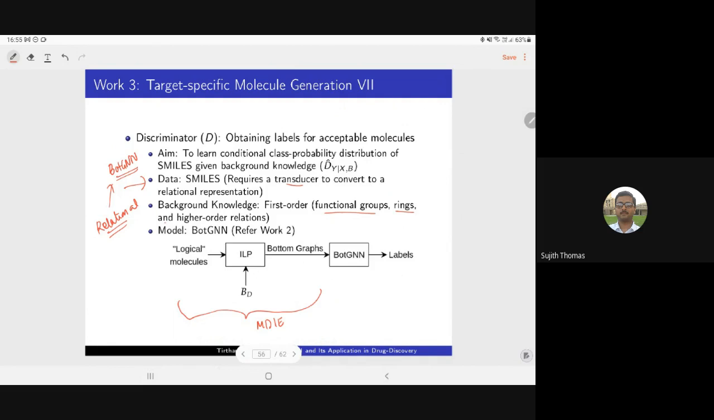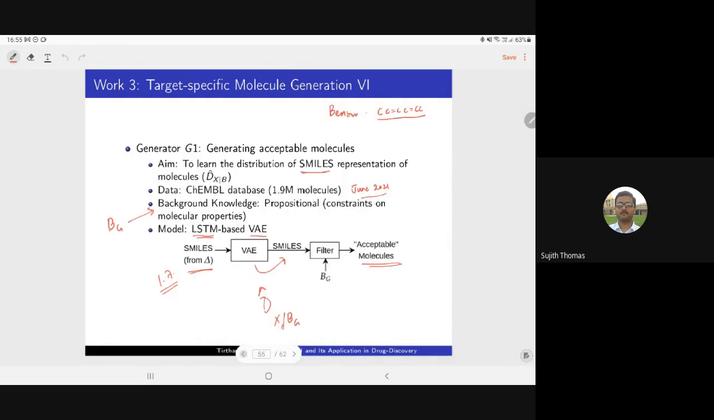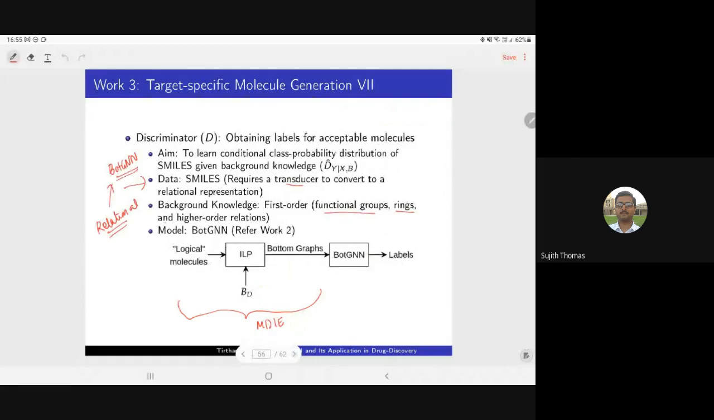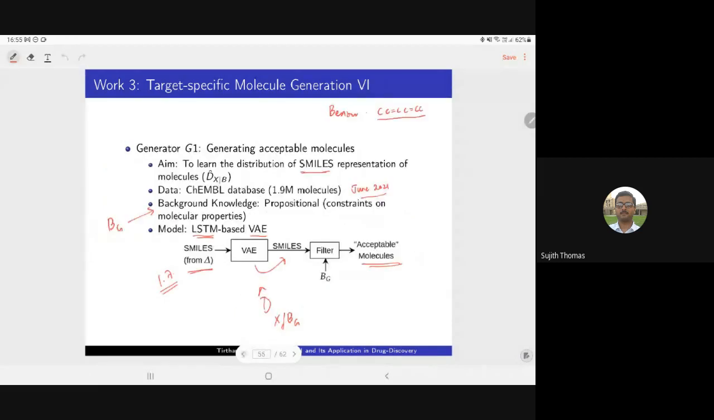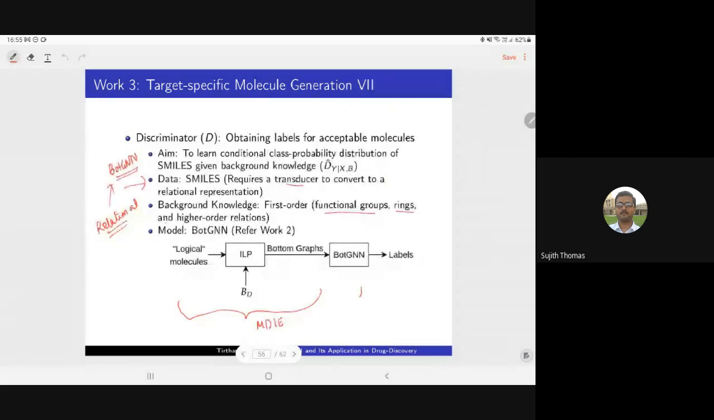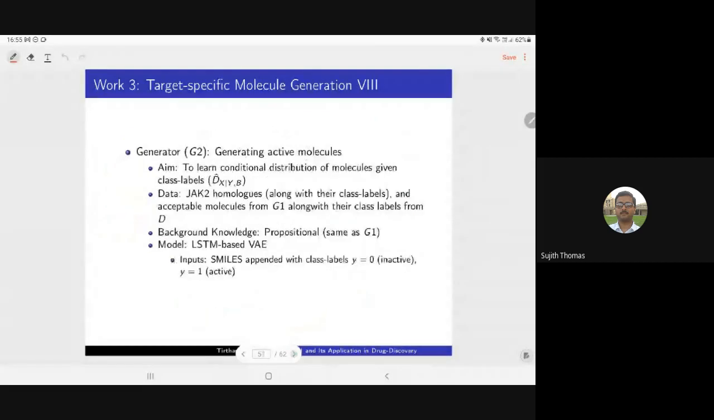Now, you may ask, you told me that for these acceptable molecules we need to get only the labels from the BotGNN, but how did you construct the discriminator? We constructed this with the JAK2 homologs. If you recall, we had some information available from JAK2 homologs, that is JAK1, JAK3, and type 2. Those are the molecules that we use to construct this BotGNN discriminator. And now that we have acceptable molecules, we can straightaway pass those into this BotGNN and get their class labels.